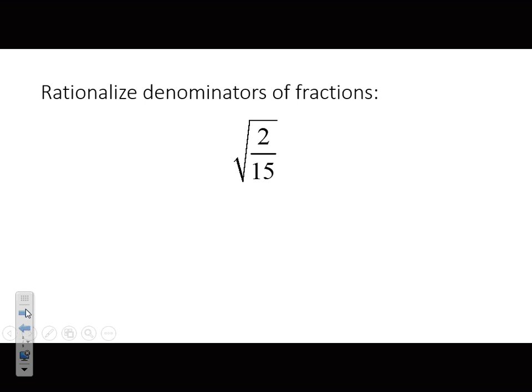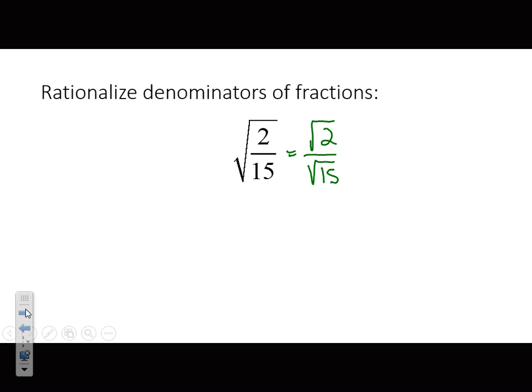Now, this one, the radical sign's under the whole thing. We can break this apart, so that's the first thing we're going to do. We're going to take square root of 2 over square root of 15. First thing we want to check is, is 2 or 15 a perfect square? Check that right away. In this case, neither of them are.